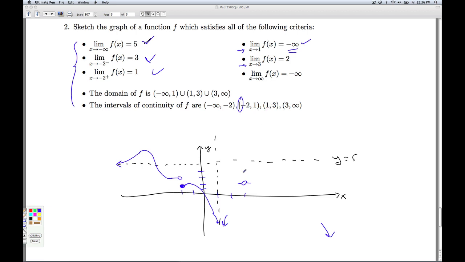It's continuous from 1 to 3. So that means I can connect this curve up. And then it's continuous from 3 to infinity. So on the intervals where it's continuous, I connect it up in a nice connected curve, and there you have it. So that's one possible answer. There's many possible answers that satisfy all these criteria, but that's one. So that'll do it for number 2, and that'll do it then for checkpoint quiz 5.